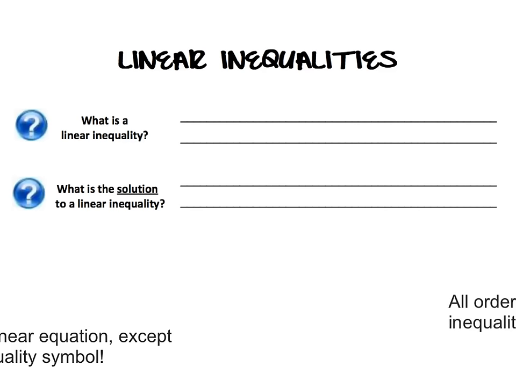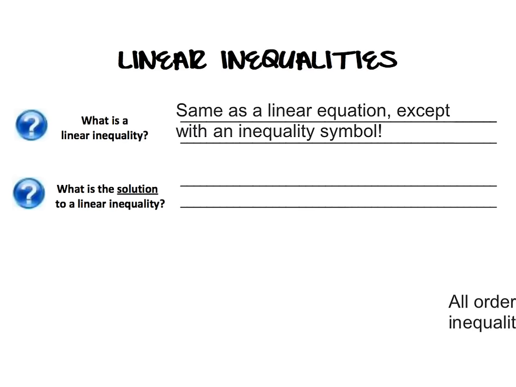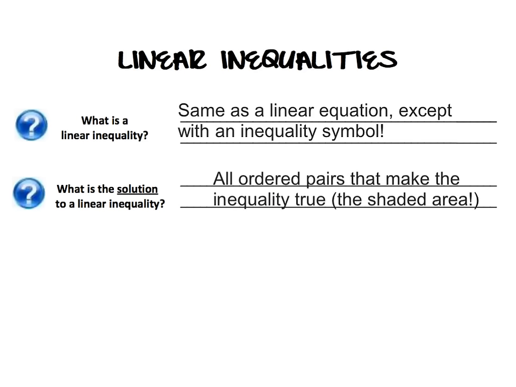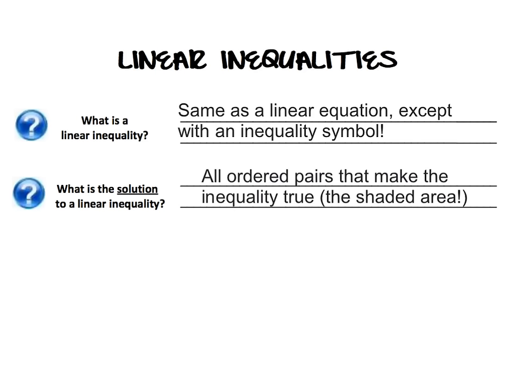A linear inequality is the same as a linear equation, except with an inequality symbol. The solution to a linear inequality is going to be all ordered pairs that make the inequality true. So when we get to shading a certain side of the graph, the solutions to the linear inequality will lie in the shaded area. The shaded area will represent all solutions to that linear inequality, because you're going to have multiple answers here.